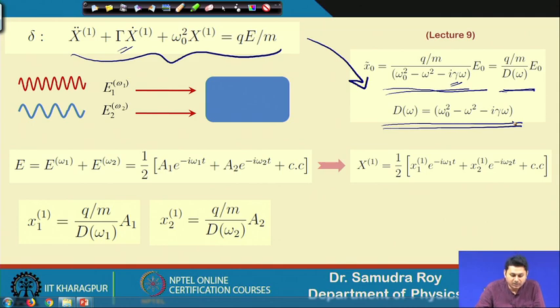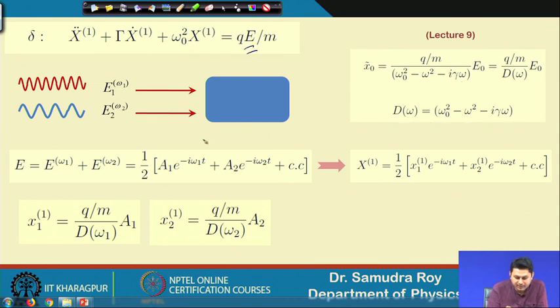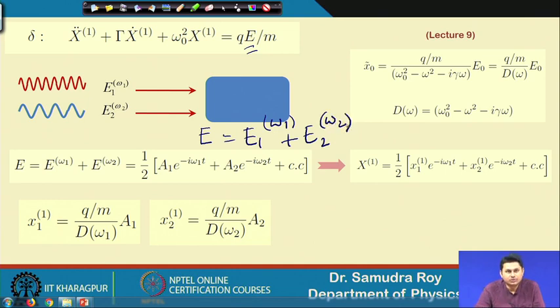So, now my total E here is nothing but E1 of omega 1 plus E2 of omega 2. That means there are two electric fields with two different frequencies. In this figure we have shown how these two frequencies look. Omega 1 is a frequency greater than omega 2, as the figure suggests, but both are there. So the total electric field is written in this form, as I already mentioned.